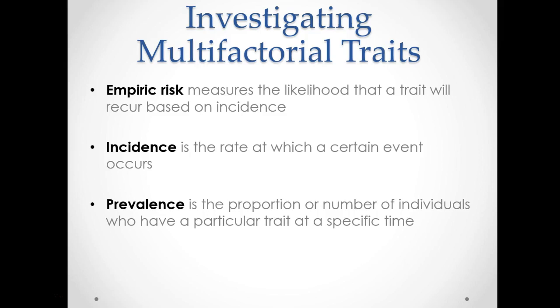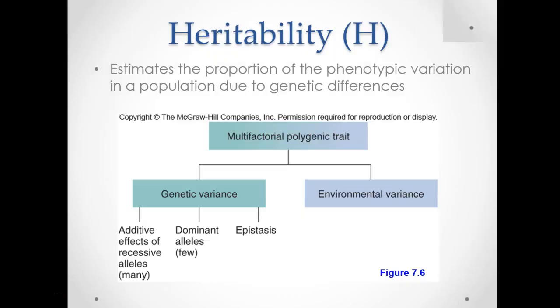What's your chance of dying from heart disease or something like that? And then we talk about prevalence being the proportion or number of individuals who have the trait at a specific time. How many people in our population have diabetes, type 2 diabetes? That's the prevalence of type 2 diabetes.